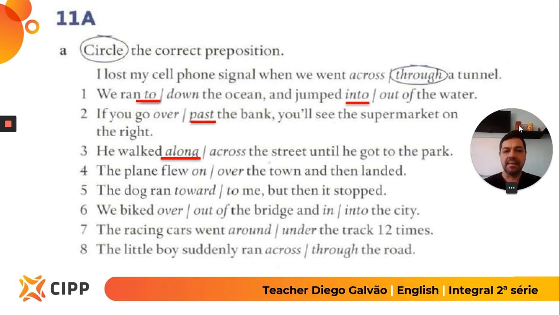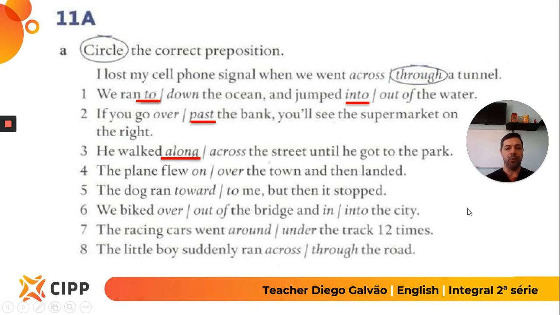Number 4, the plane flew. The plane flies on the town or the plane flies over the town? Of course, the plane flies over the town because it goes above, okay? It doesn't touch the town. That's why it's over. The dog ran. The dog ran toward me or the dog ran to me? Remember that toward indicates in direction to. So if you are in direction to me, you have to use toward.